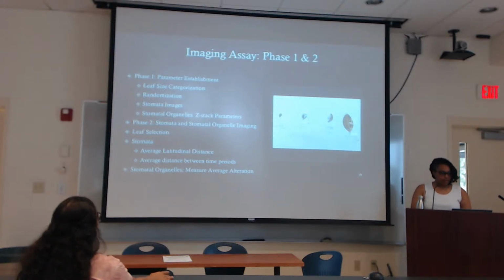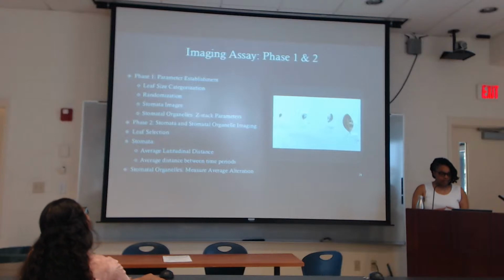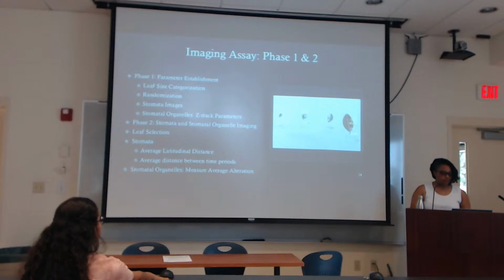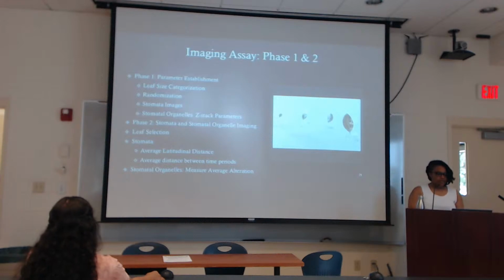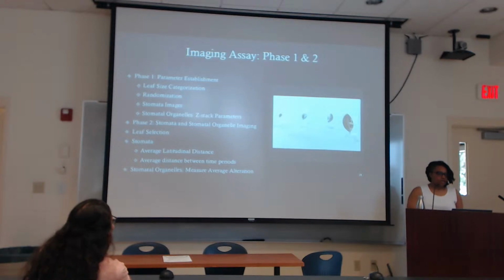We also wanted to look at the stomata of the leaves, which are like mouths that are on the leaves, and the internal structures of the stomata, the organelles. In order to do this, we used our phase 1 plants to develop a technique for randomization and imaging and Z-stacking, which is how you get a 3D picture of an internal structure. We ended up using 5 leaves per time period, 10 images per leaf, and 10 Z-stacks per image.